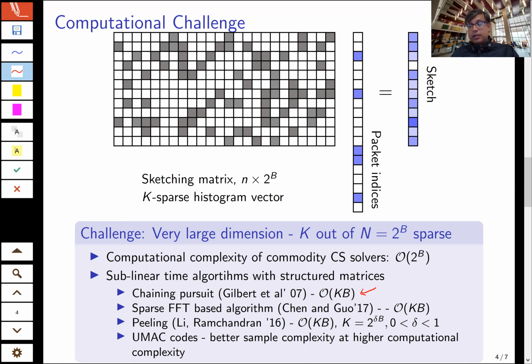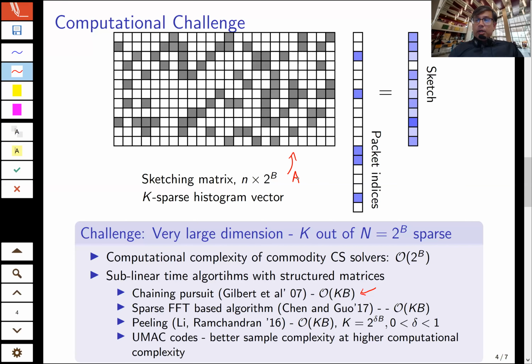So the idea in these algorithms is to enforce some structure into the sensing matrix A and use the structure to be able to design low complexity algorithms. There are a couple of other algorithms which can be used. For example, there is the peeling algorithm of Lee and Ramchandran, and this works in the regime where the sparsity is sublinear in the dimension, or it's sublinear in 2 to the b. And here, the complexity of this algorithm is only dependent on k, and as k is sublinear, you get a sublinear time algorithm.